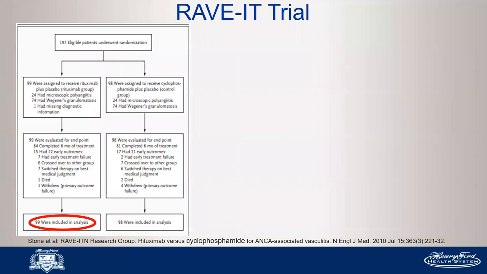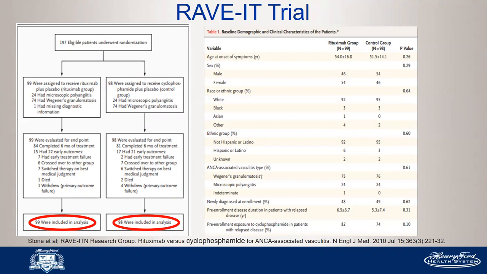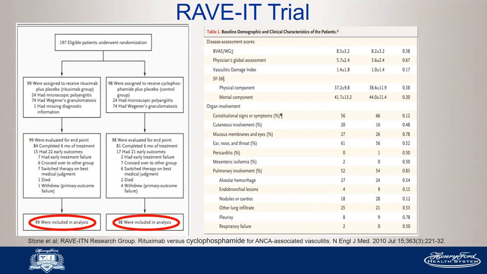There were 197 patients: 99 were assigned to the rituximab group, 98 were assigned to the cyclophosphamide group. I was impressed because all 99 of those patients actually completed the trial and made it to the analysis. So all the patients that received rituximab were included in the analysis, and 98 on the cyclophosphamide. Baseline characteristics were pretty similar between the two groups. As you can see, the baseline BVAS score was 8.5 and 8.2, pretty similar. So they're well matched.